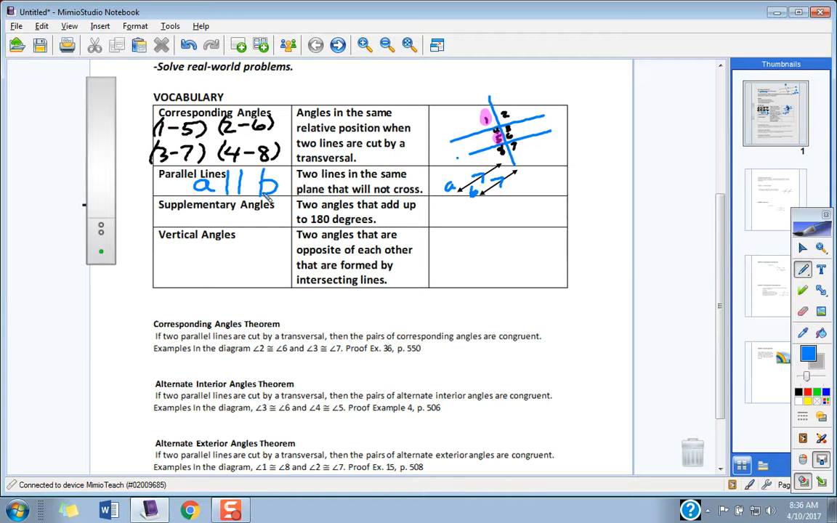Supplementary angles, I shouldn't have to review this with you. Supplementary angles are two angles that add up to 180 degrees. I have a 120 degree angle. What's its supplement? 60. And then vertical angles are two angles that are opposite of each other that are formed by intersecting lines. So I would just do this. Here's two intersecting lines right here again, kids. Make sure we understand vertical angles. Which pair of angles are opposite each other, or vertical, in my diagram? Which one?